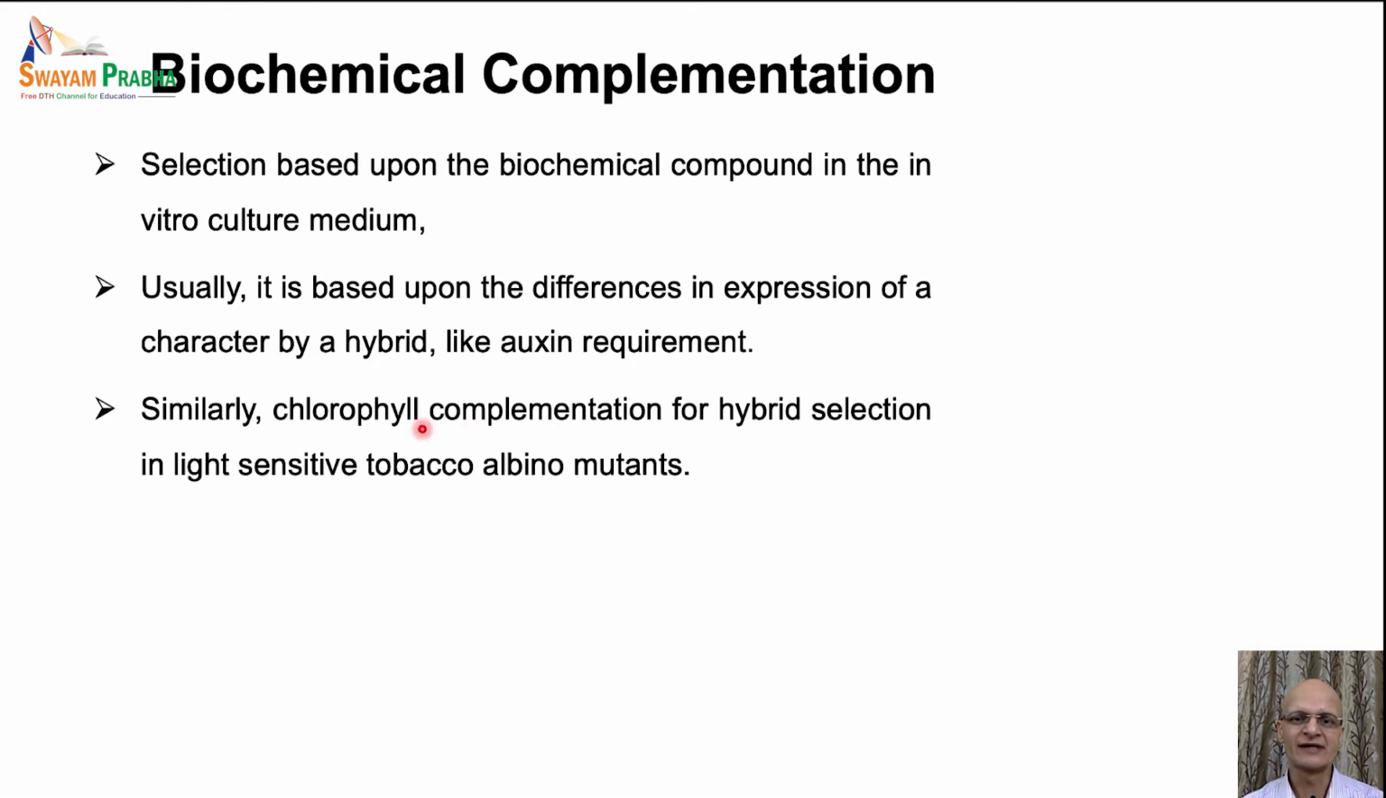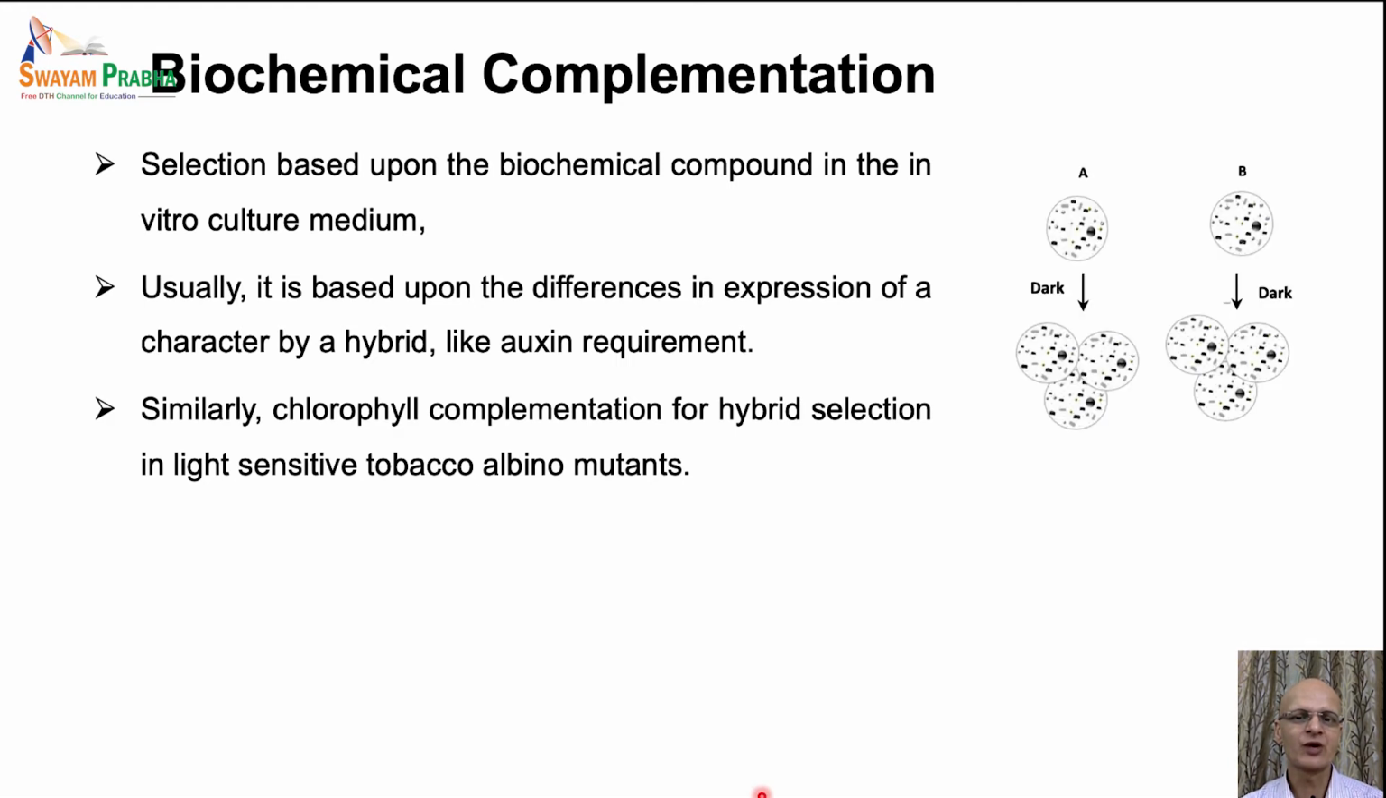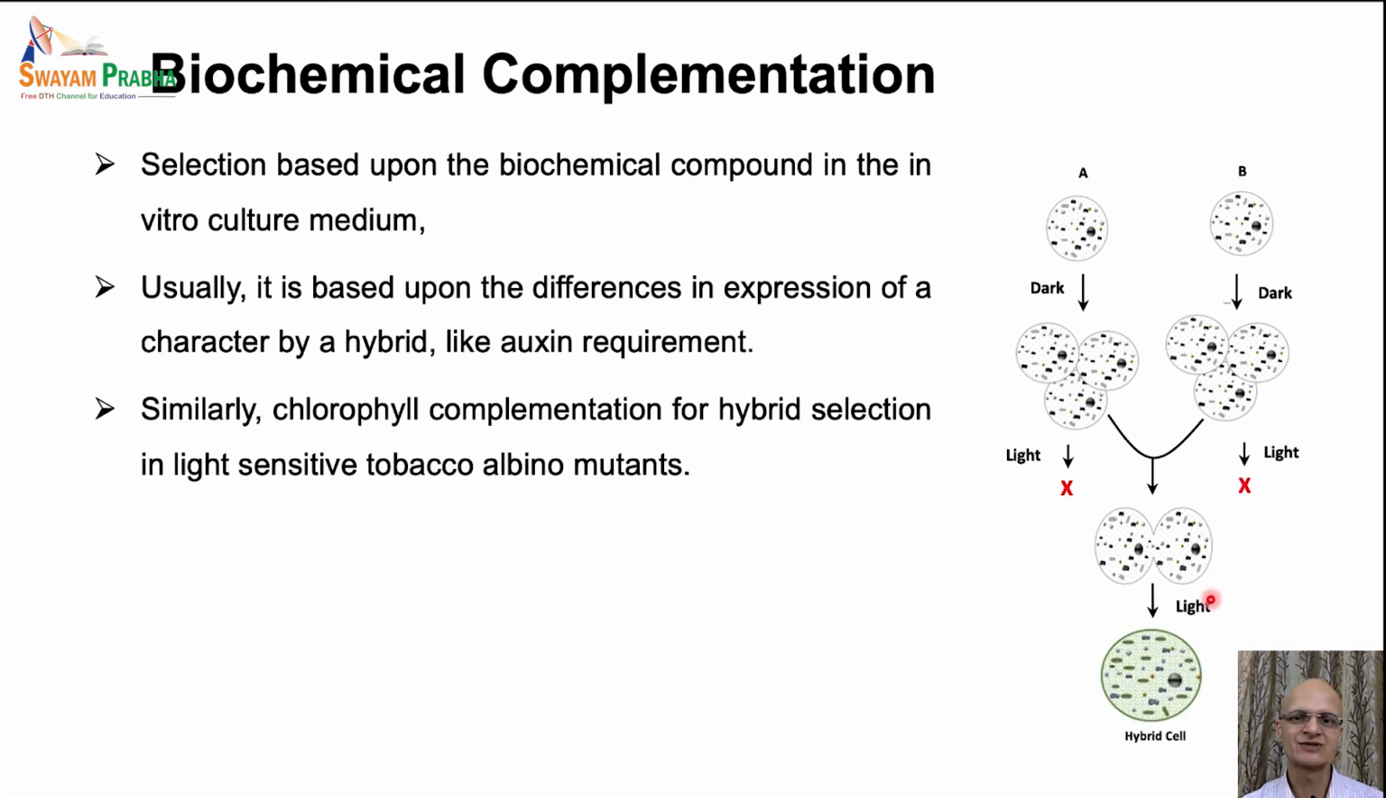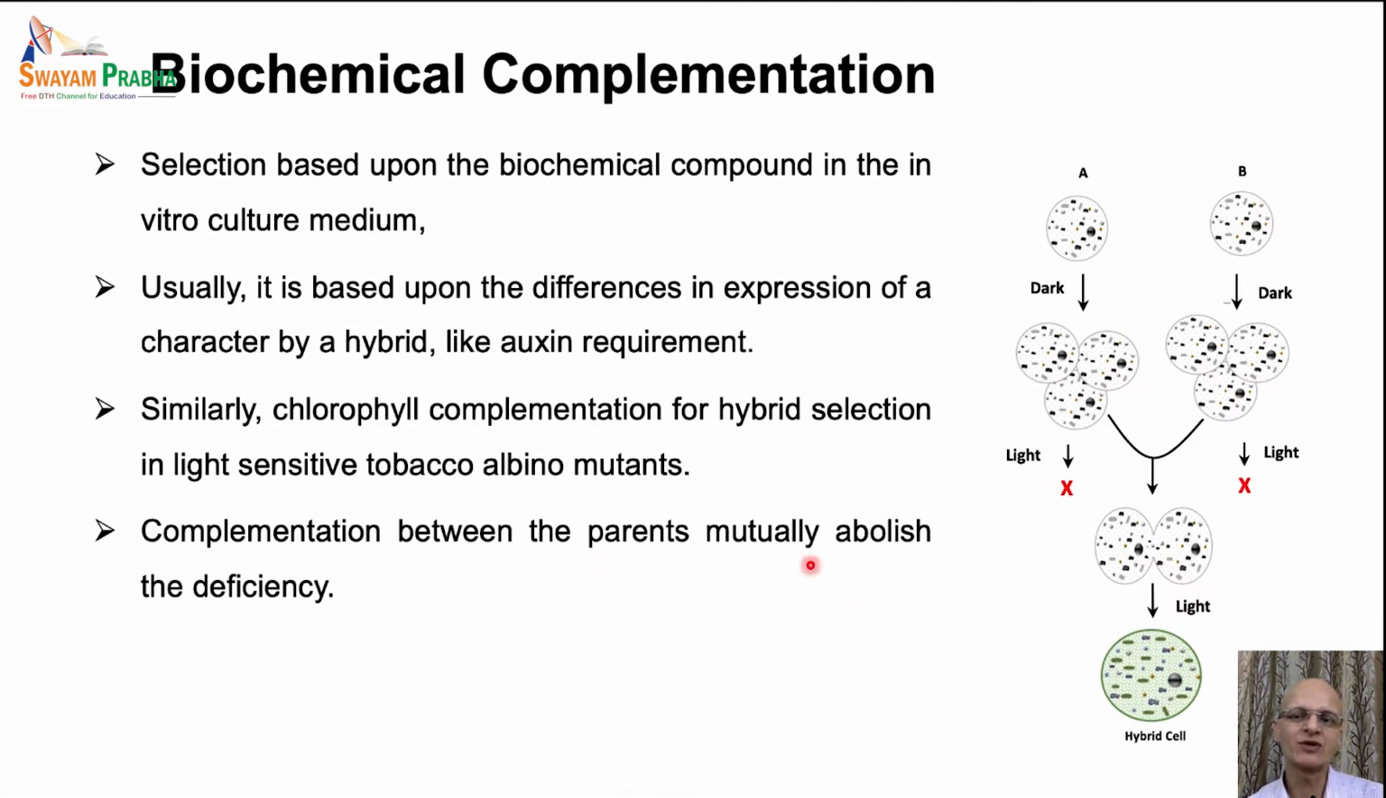Similarly, chlorophyll complementation for the hybrid selection in the light-sensitive tobacco albino mutants has been used. In a few tobacco cultivars, albino mutants which lack the chlorophyll are sensitive to light. That means they need to be incubated in the dark for their proliferation, and in the presence of light they will simply not grow. However, the hybridization of these protoplasts abolishes their light sensitivity and chlorophyll development also starts. Hence, the complementation between the parents mutually abolishes the deficiency, and the presence of light can be used to allow the proliferation of only hybrids in this case.